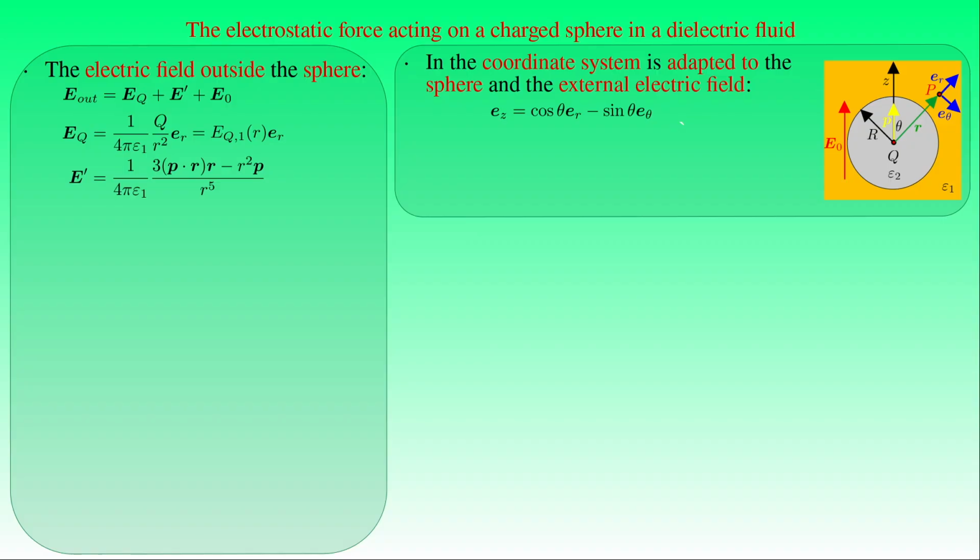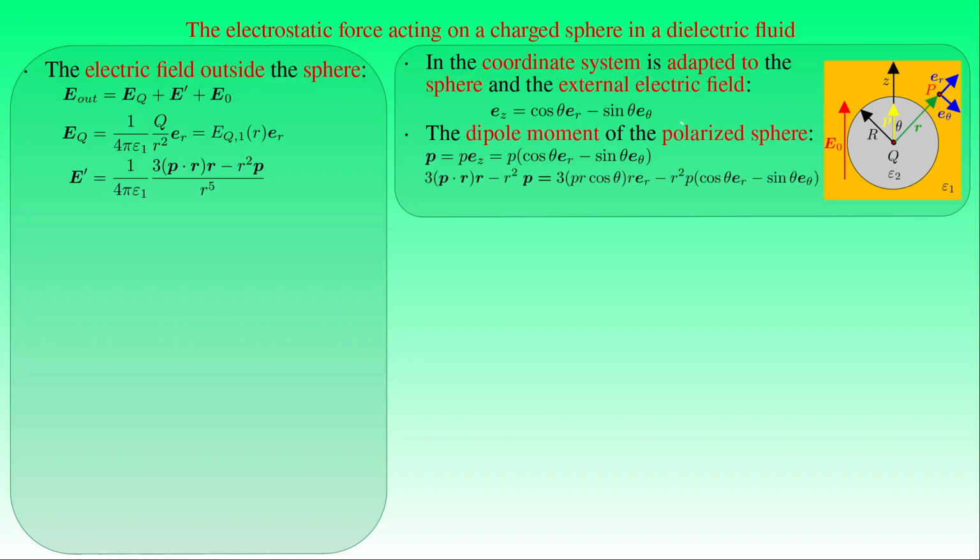Since the dipole moment P of the uniformly polarized sphere points in the direction of the external electric field E0, that is in the z direction, it can be expressed in terms of the radial unit vector e_r and the polar unit vector e_theta. If we substitute this decomposition into the numerator of the fraction in the expression describing E', and write the dot product of the vectors P and R as the product of their magnitudes times cosine theta, then the numerator can be written as the difference between 2 times P times R squared times cosine theta times the unit vector e_r, and R squared times P times sine theta times the unit vector e_theta.